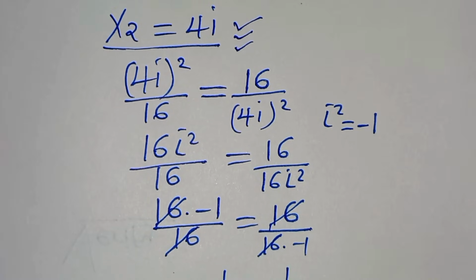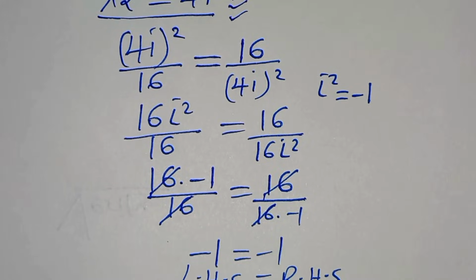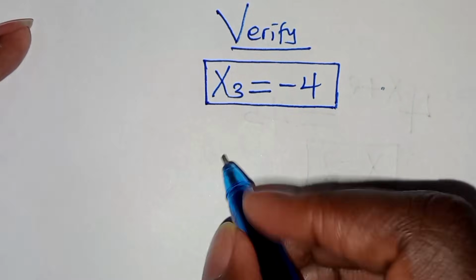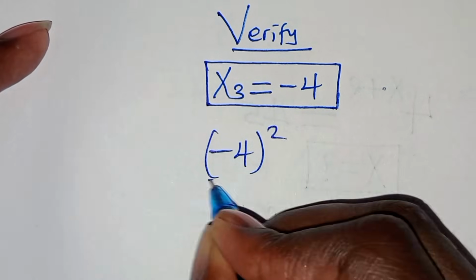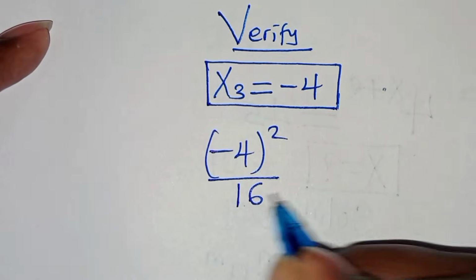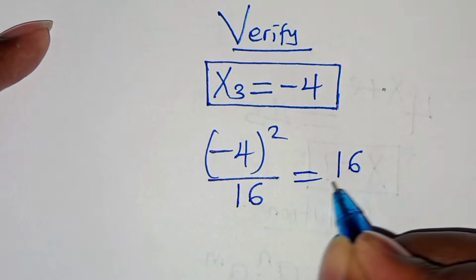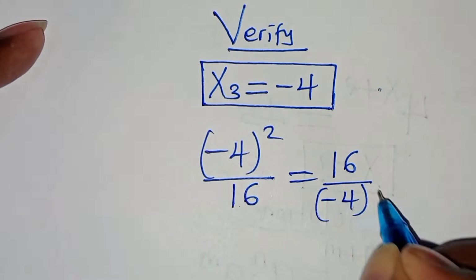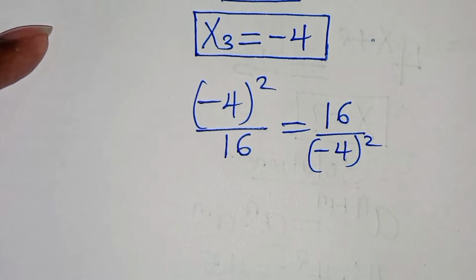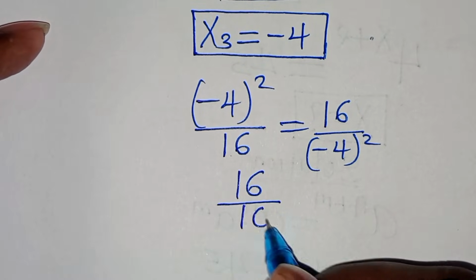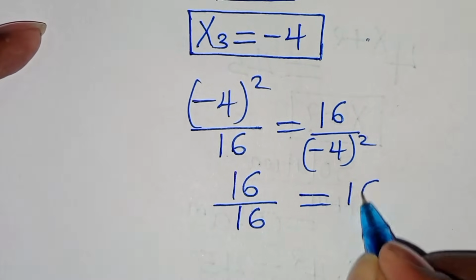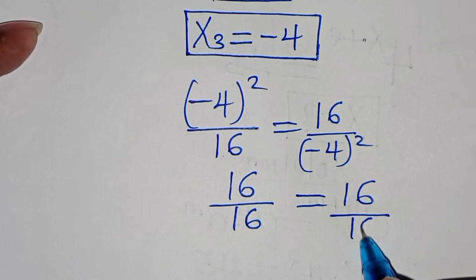So let's check x3. Now let's check x3 here. So we have minus 4 raised to the power of 2 divided by 16. This is equal to 16 divided by minus 4 to the power of 2. So this is minus 4 squared. This is equal to 16 over 16. This is equal to 16 divided by 16.